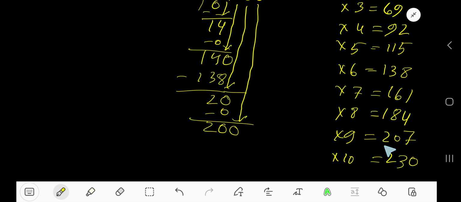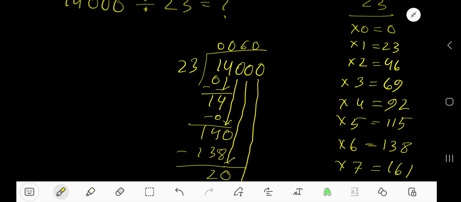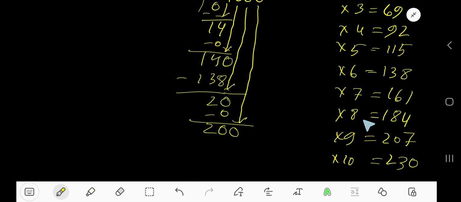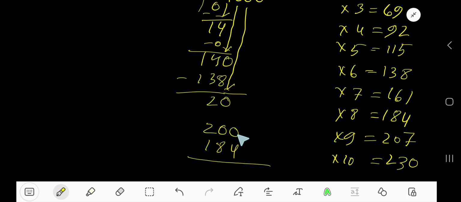Look, 9 times is 207, so 8 times. Write 8. 8 times 23 is 184. Okay, now subtract. Now, if you subtract, you have 200, right?